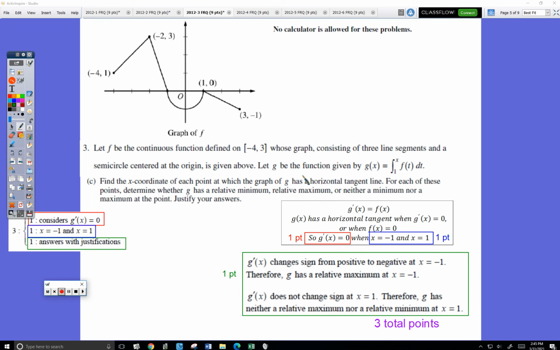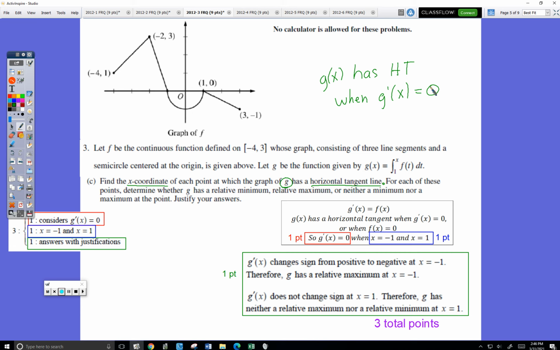Okay, find the x-coordinate of each point where the graph of G has a horizontal tangent. Stop right there. G has a horizontal tangent, not asymptote, horizontal tangent when the slope of G is 0.